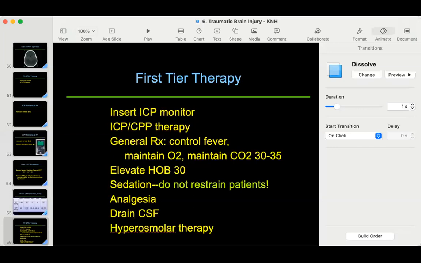If it's not working, then we switch, because the challenge with mannitol, I forgot to mention, is that it causes rebound hypertension if you use it for a long period of time, unlike hypertonic saline, which doesn't. So after 48 to 72 hours, if you still have increased ICP, you can't use mannitol for more than 72 hours because of that risk. You can convert to hypertonic saline.